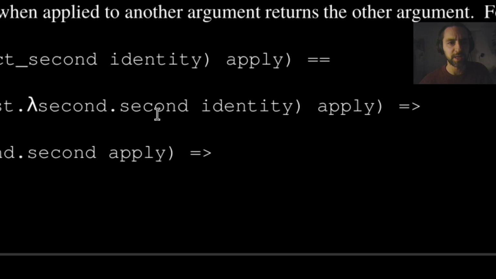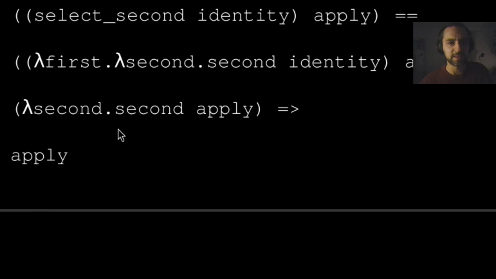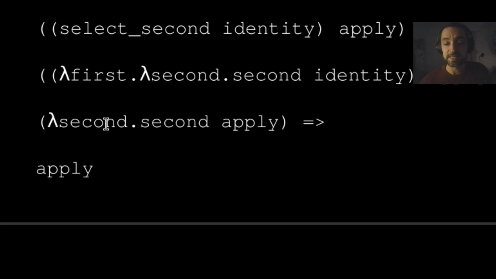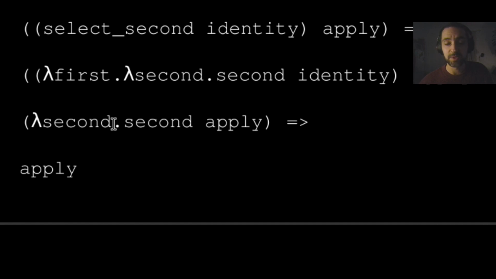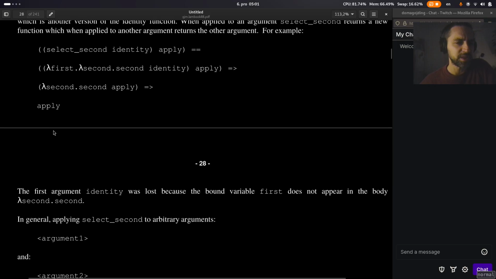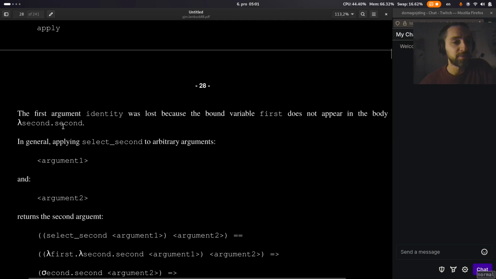And then we go with the apply. And we have second apply, and this is basically like the identity. It just gives us back what we provide, which is apply. And we do not need to evaluate apply. Well, maybe that's the wrong word. We do not need to reduce apply anymore, although this is a function name. Okay, the first argument, identity, was lost because the bound variable first does not appear in the body, second.